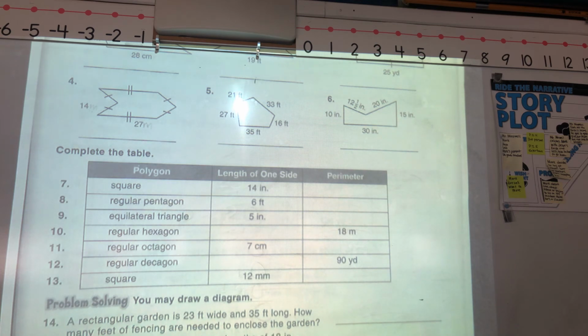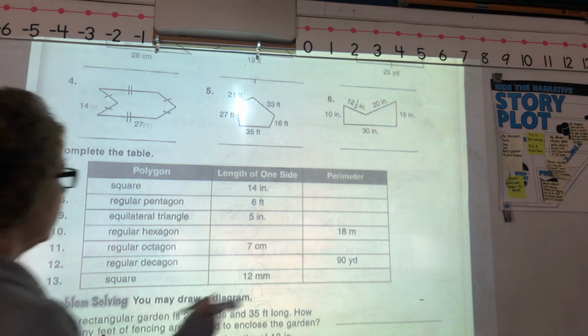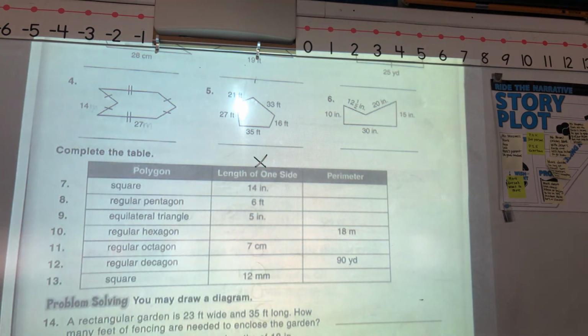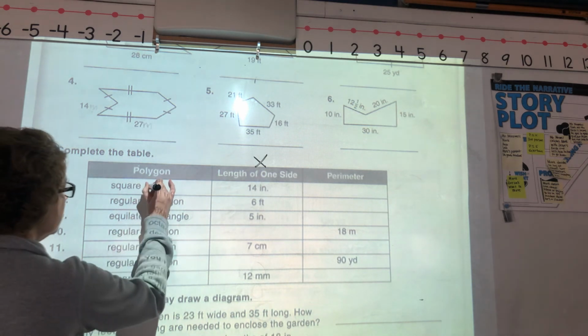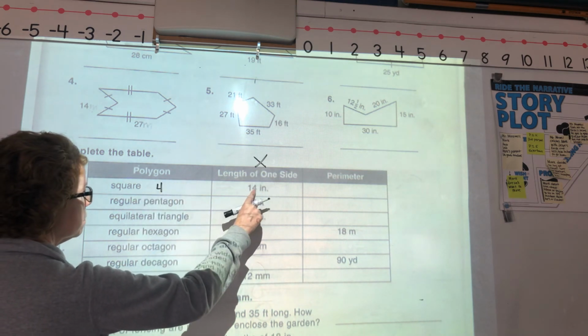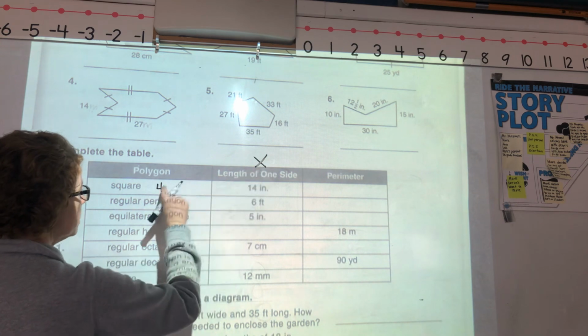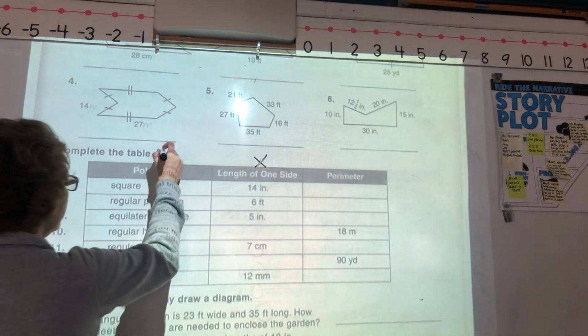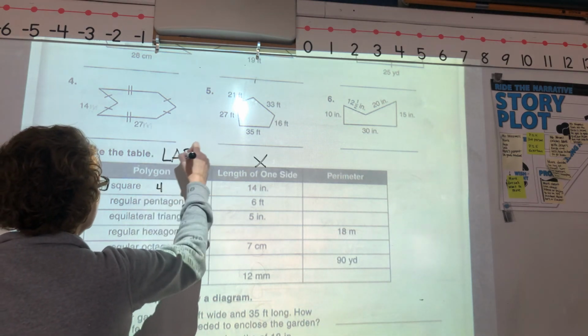Now, I'm going to help you out here a little bit on this part because if you know the length, you're going to multiply. So if you have the length here, put a multiplying sign here. You're going to multiply it to get your answer. Square. Length of one side is 14. How many sides does a square have? Well, it has 4. So I know that I'm going to multiply this, since I have the length, times this, and it's going to give me my perimeter. That's all I have to do. With a label, label, label, label.